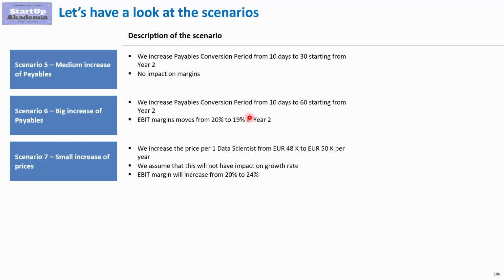In scenario 7, we assume that we will play a little bit with the price. So we're going to increase it from 48k to 50k. And this will cause the margin to go up from 20% to 24%.